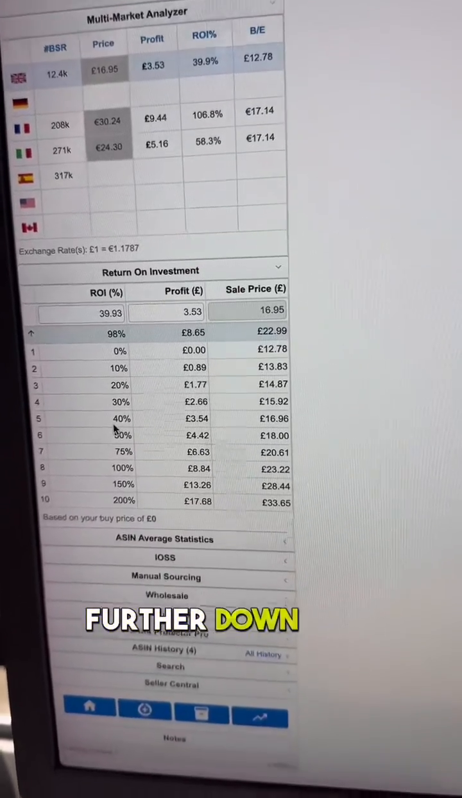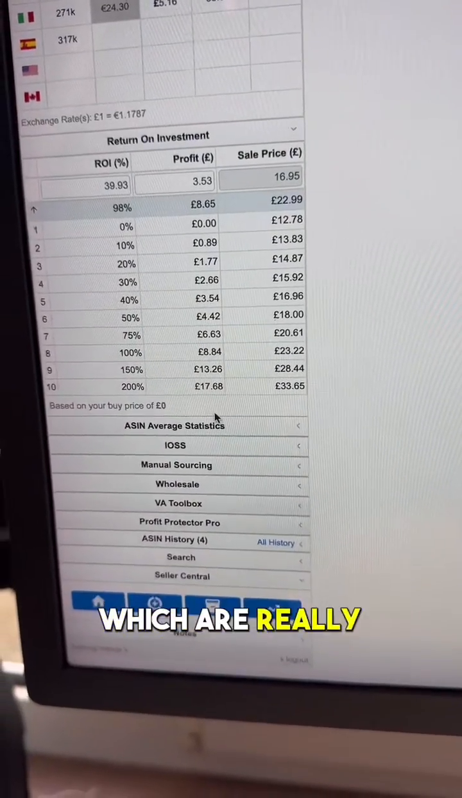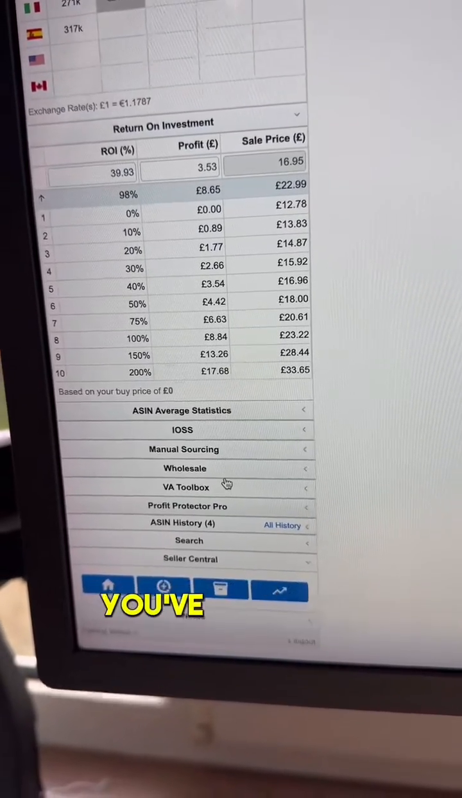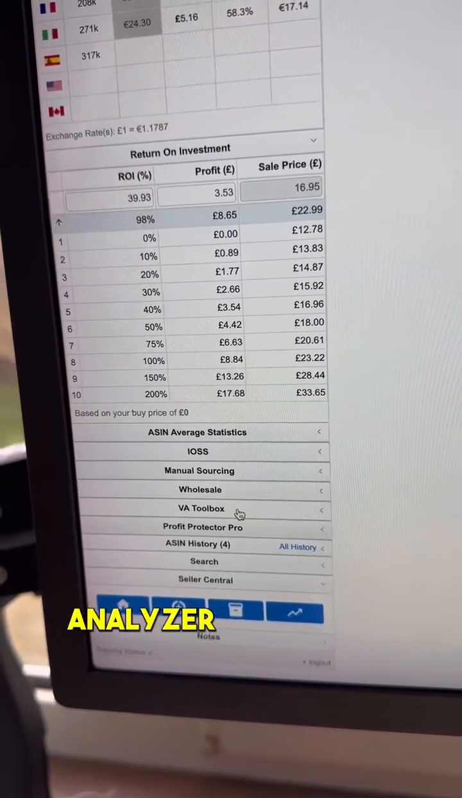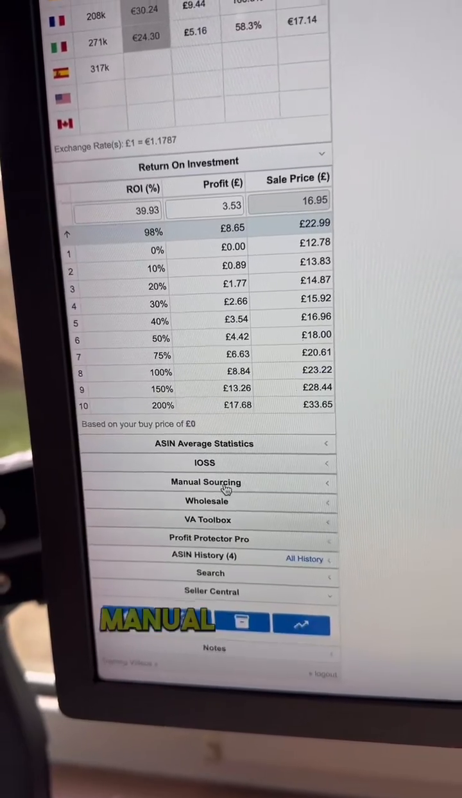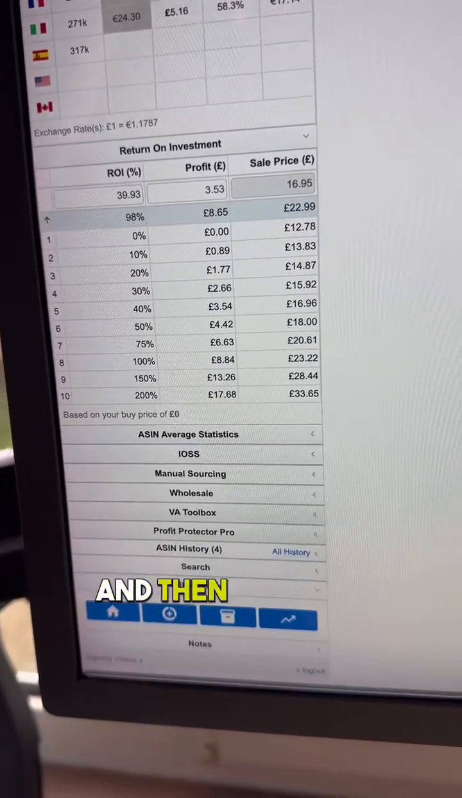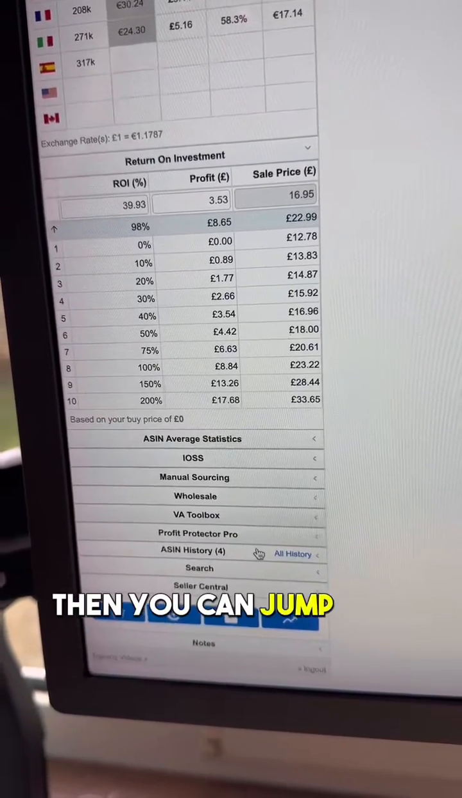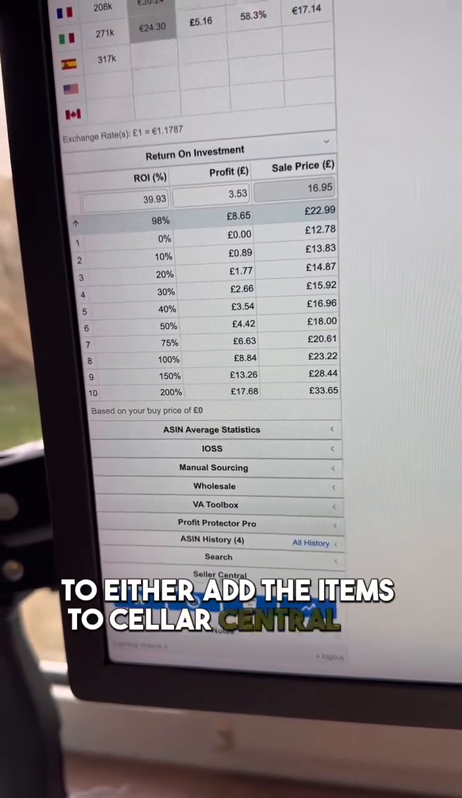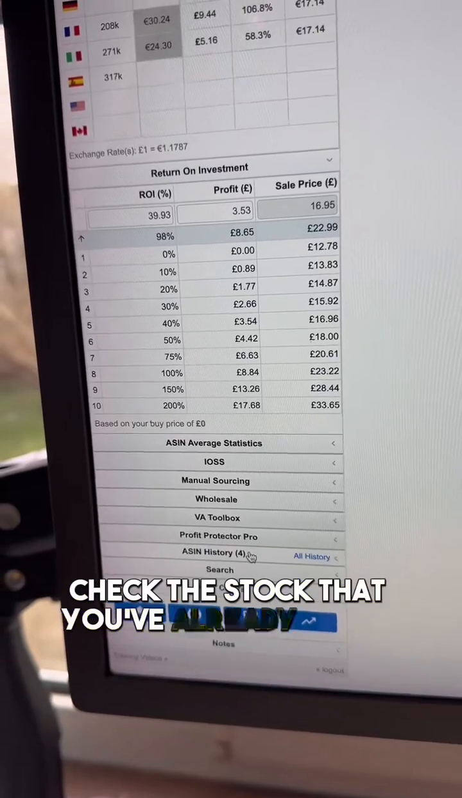Further down here, we can go into other bits which are really, really useful and I want to do a longer video on. You've got your wholesale analyzer, VA toolbox if you've got a VA, manual sourcing, a process that can speed up, and then you've got access to your Seller Central. Then you can jump into Seller Central to either add the items to Seller Central or indeed check the stock that you've already got in there.